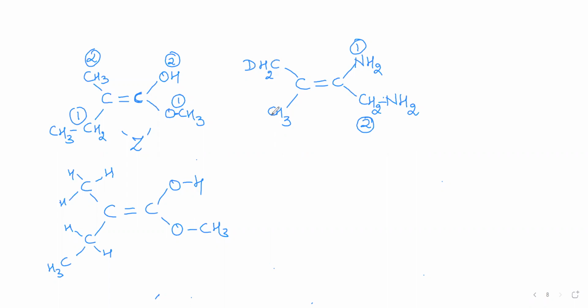Now the atomic number is the same for deuterium and hydrogen. When the atomic number is the same, but you're dealing with isotopes, then you'll be using atomic mass. Atomic mass you'll be using only in case you have isotopes. So the one with deuterium will get a higher priority over the one with hydrogen. Did you understand? Yes, okay. So this again is the Z configuration.